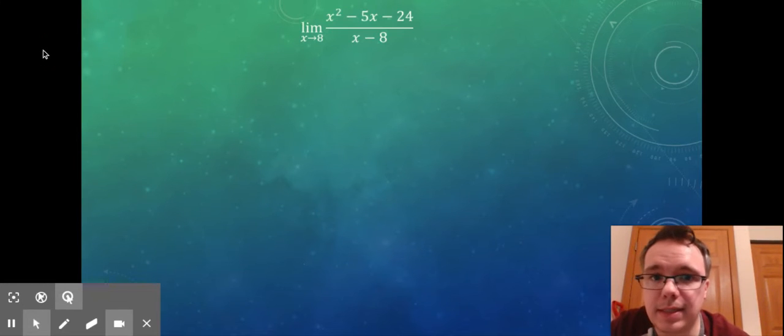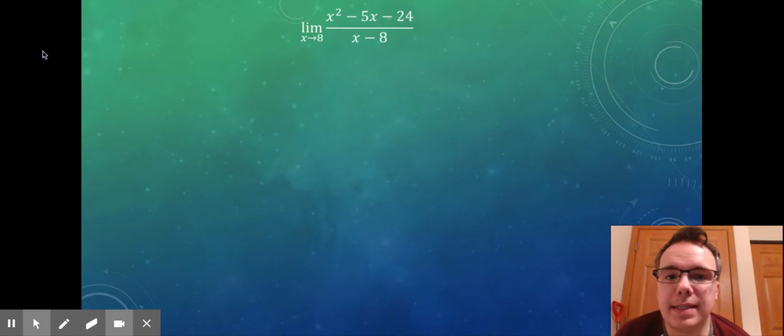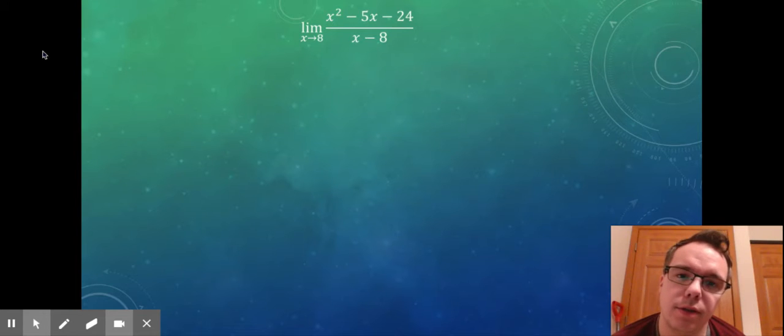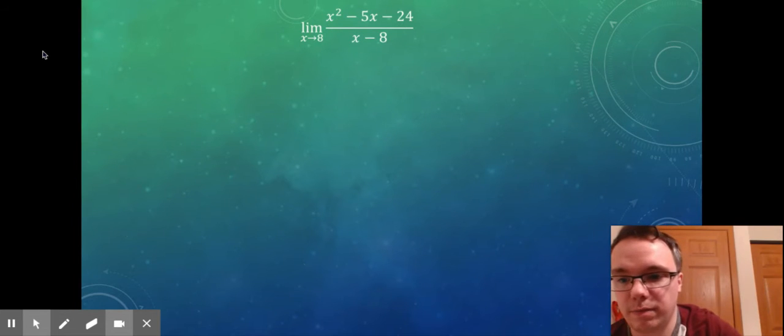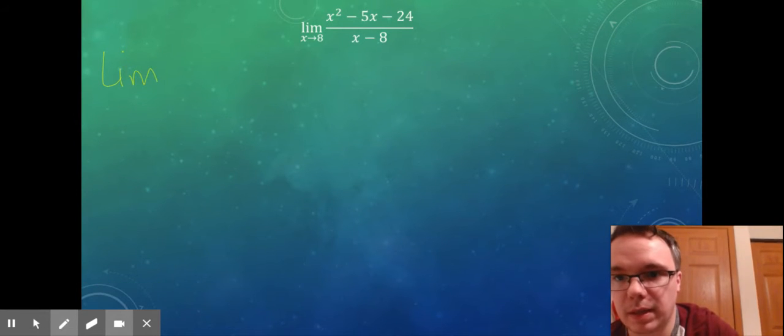All right, let's try that second example, which was the limit as x approaches 8 of x squared minus 5x minus 24 over x minus 8. So again, check your denominator to make sure that if you plug in that number, you get 0 or you don't. So if I plug in 8, I get 8 minus 8, which is 0. So that means I do have to do some factoring. I can't just plug in my 8 and get a value from there. Limit as x goes to 8.